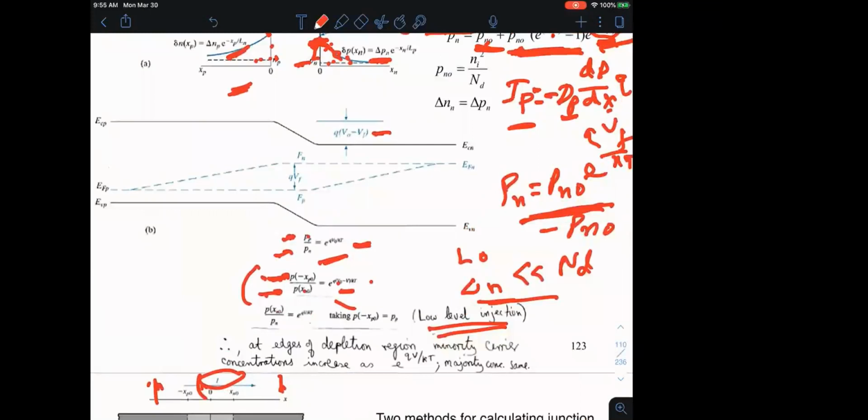A couple of other points about this band diagram. Once I apply this forward bias, obviously I'm no longer in equilibrium. The Fermi level is not going to be constant throughout. The Fermi level will split into quasi-Fermi levels. But the separation of the quasi-Fermi levels is a measure of how far from equilibrium I'm driving the system, and that'll be given by the forward bias Vf. Okay.